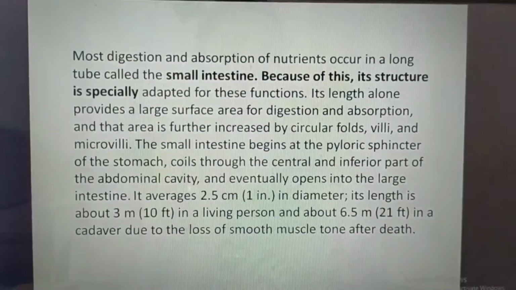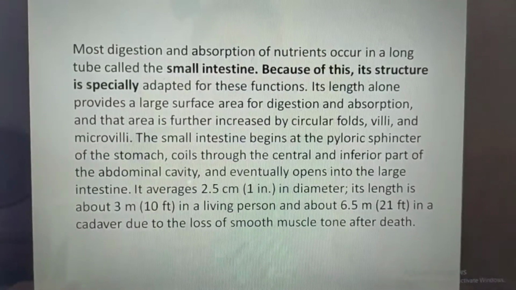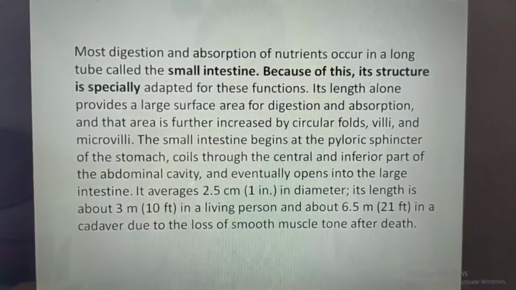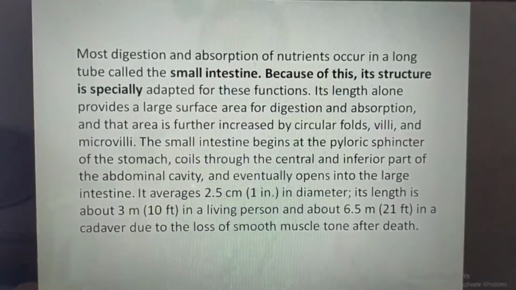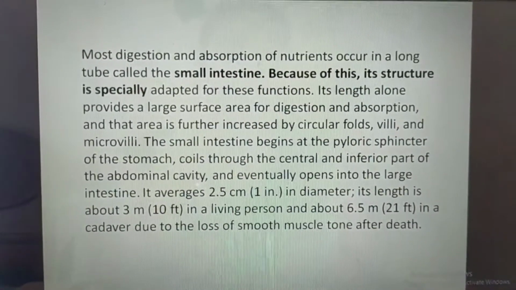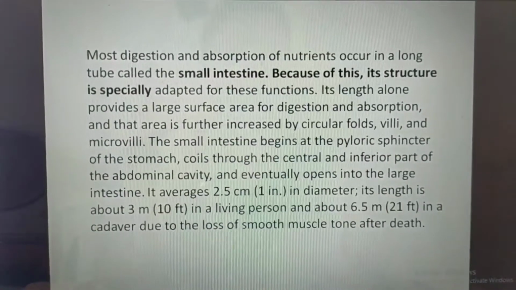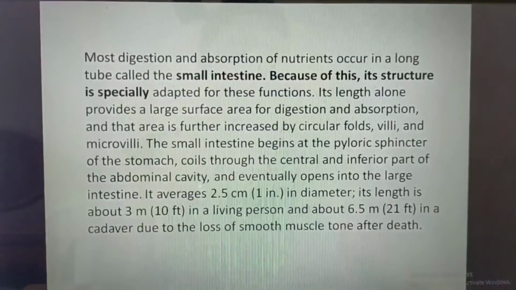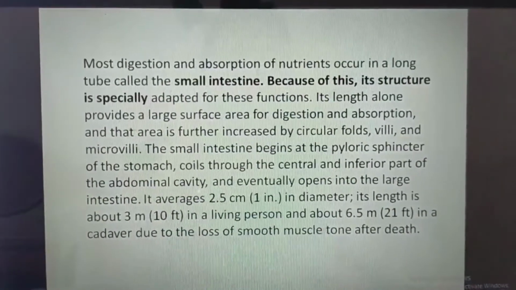Most digestion and absorption of nutrients occurs in a long tube called the small intestine. Because of this, its structure is specially adapted for these functions. Its length alone provides a large surface area for digestion and absorption, and that area is further increased by circular folds, villi, and microvilli.